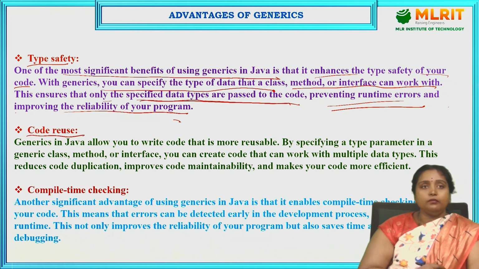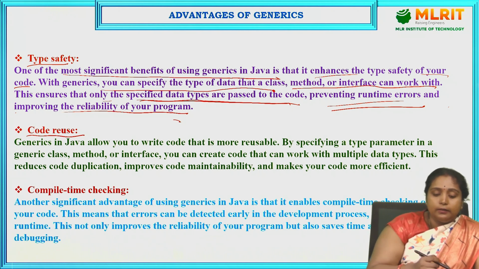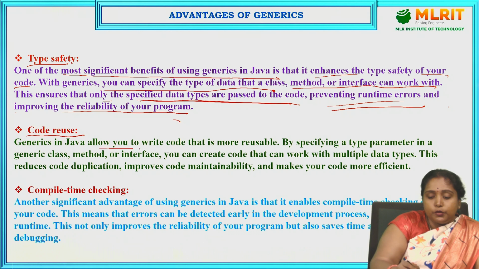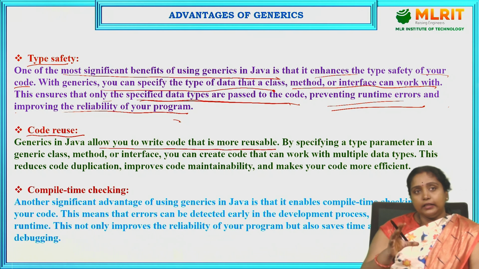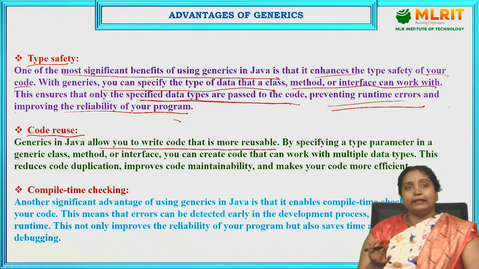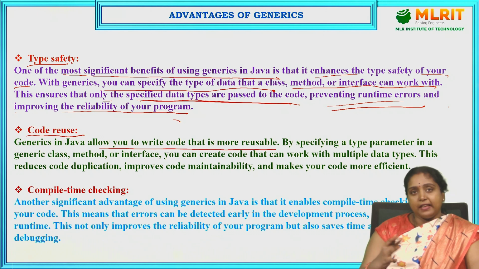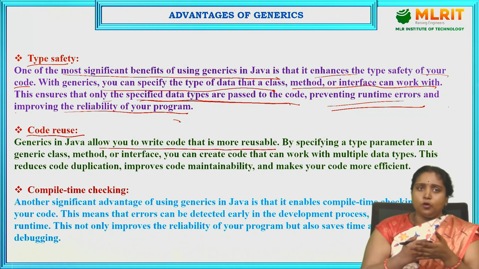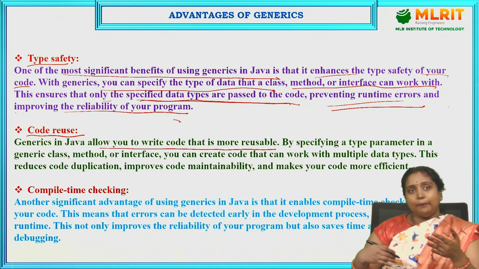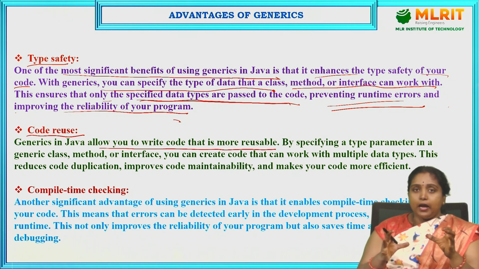Second one is code reuse. Generics in Java allow you to write code that is more reusable for sure, because you are writing one code that you can use for multiple data types. Like method overloading, what happens in method overloading? You are writing the same code for different data types, right? Based on the type of parameters, it would change. But here, you are writing the code for addition of two numbers that can work on any type of data.